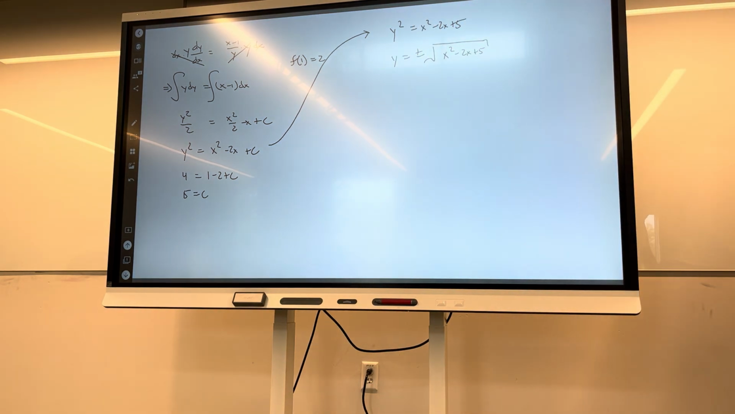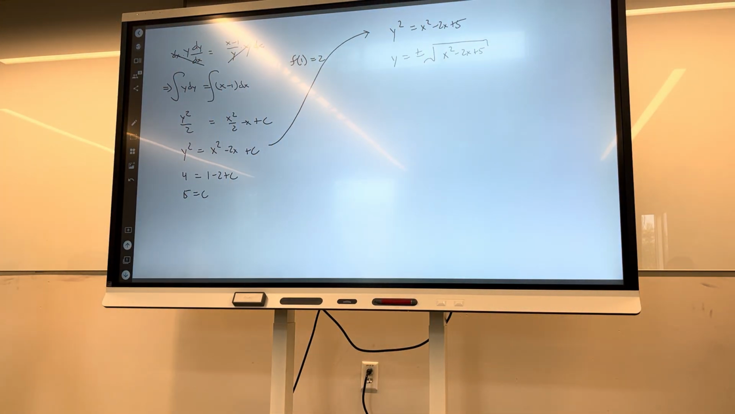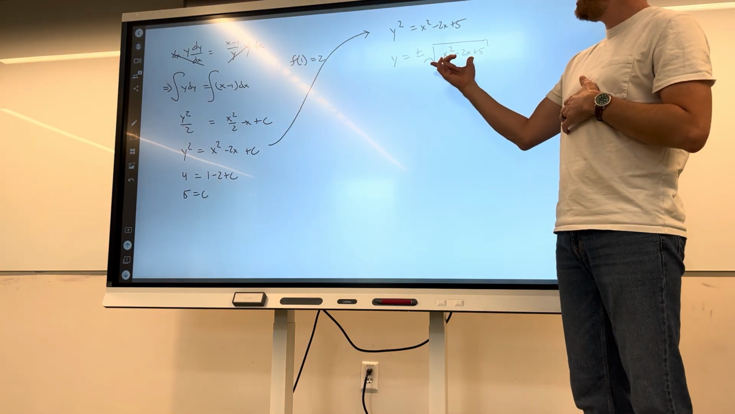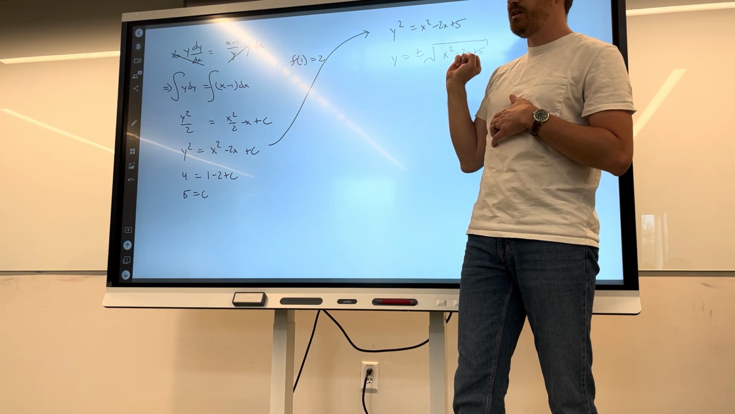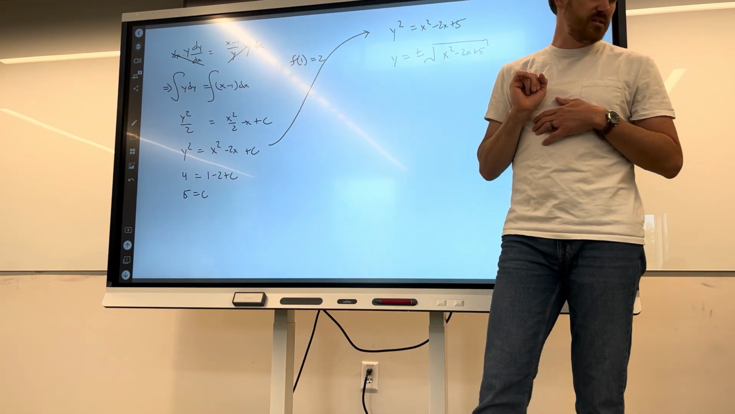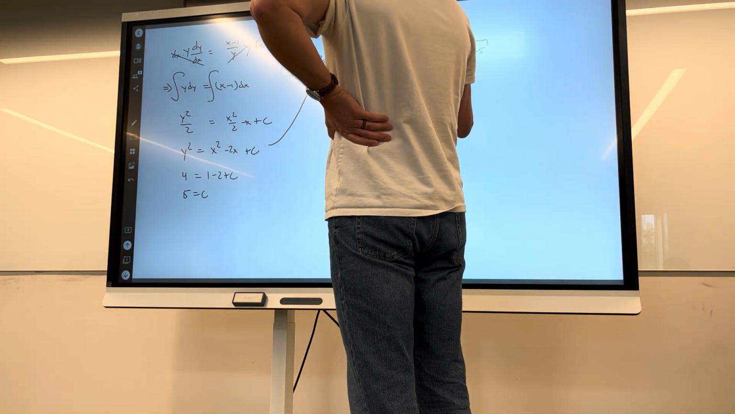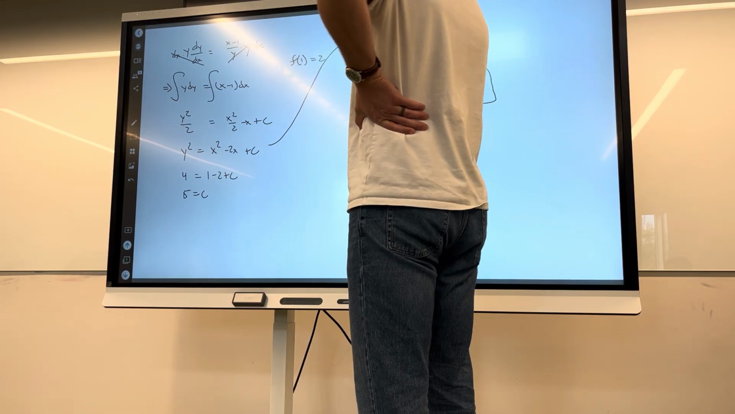Thumbs up if we're going to choose the plus. Thumbs down if we're going to choose the minus. We have to choose one of these because it's a particular solution. Thumbs up if we're choosing the plus. Thumbs down if we're choosing the minus. I'm seeing mostly thumbs up, and you're right. We're going to choose the plus because we need the y value to be positive too. So we can't choose the minus here because when we plug in 1, we have to get positive 2. And so that's why we're going to choose the positive one of these. y equals the square root of x squared minus 2x plus 5.